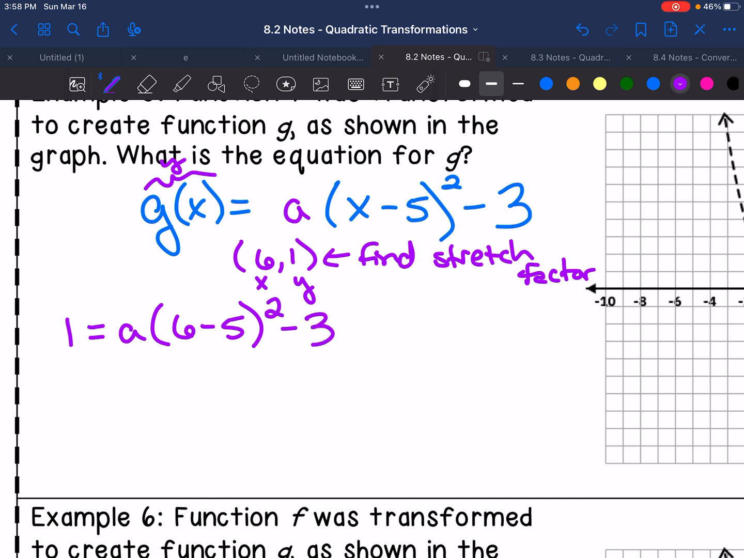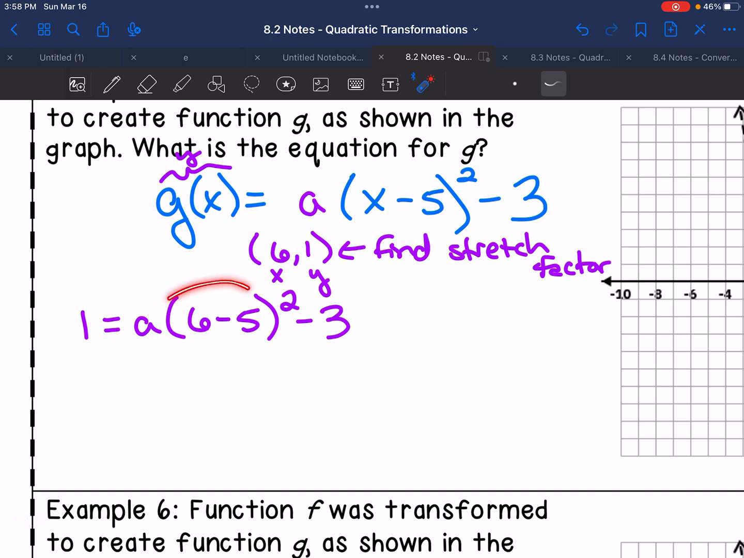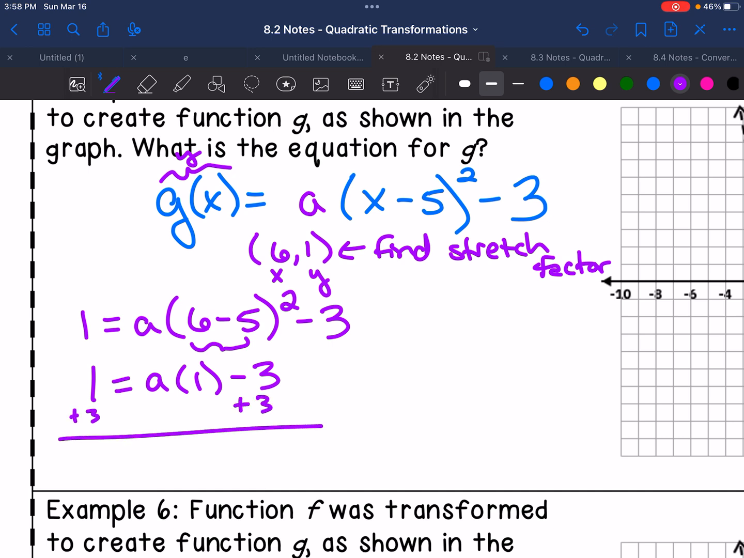And so I'm going to solve for a. I'm going to get a by itself, just like I used to solve for x. So I have to simplify this a little bit. First, I'm going to figure out what 6 minus 5 squared makes. 6 minus 5 makes 1. And then 1 squared, 1 times 1, is just 1. So this is just a times 1, and then we still have that minus 3. And a times 1 is just a. So my next step is to get rid of the minus 3. I add 3 to each side. That lets me cancel that out, and that gives me 4 equals a. So the number that I need to multiply to make this work is a 4.